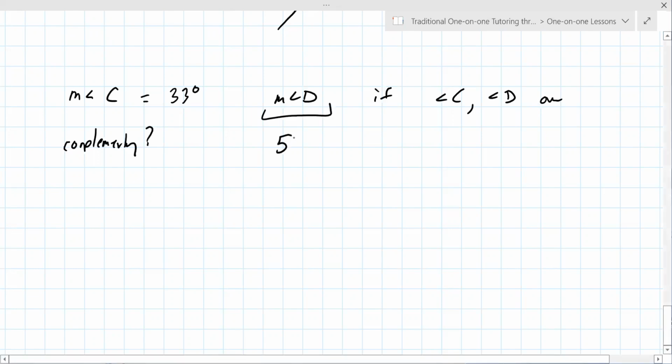Yes, 57 degrees. Good. And that degree symbol is really important, because there is a difference between 57 and 57 degrees. Depending on your instructor, they can be really particular about this.